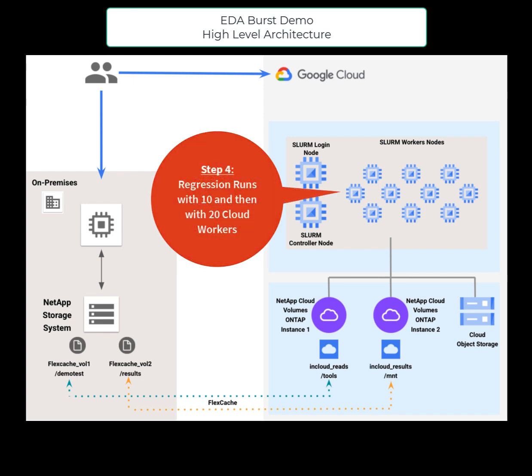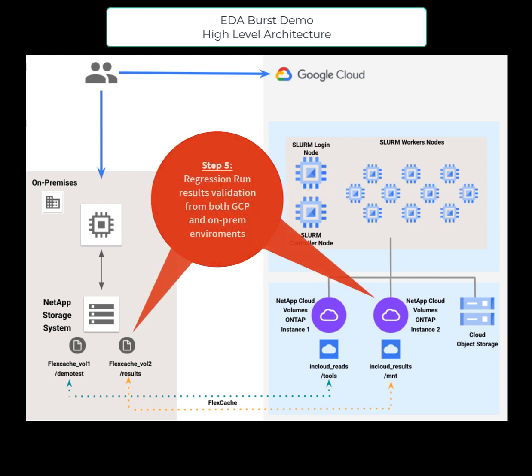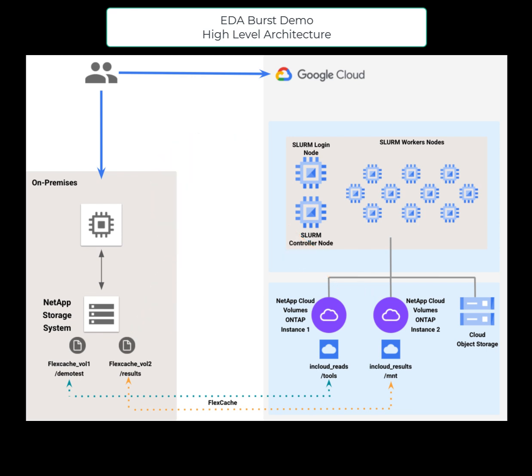Here, we will run 2 regression runs. First, we'll be using 10 GCP workers, and the second will use 20 GCP workers. The goal will be to present the effect of compute scaling in the FlexCache technology implementation. Next, we are going to present one of the benefits behind the FlexCache. We will showcase the ability to access the same files from both on-prem and GCP environments by going over the regression runs results from both locations.